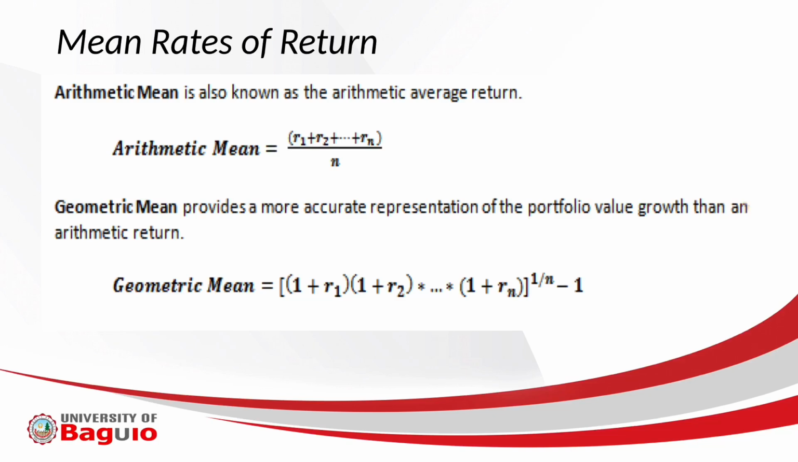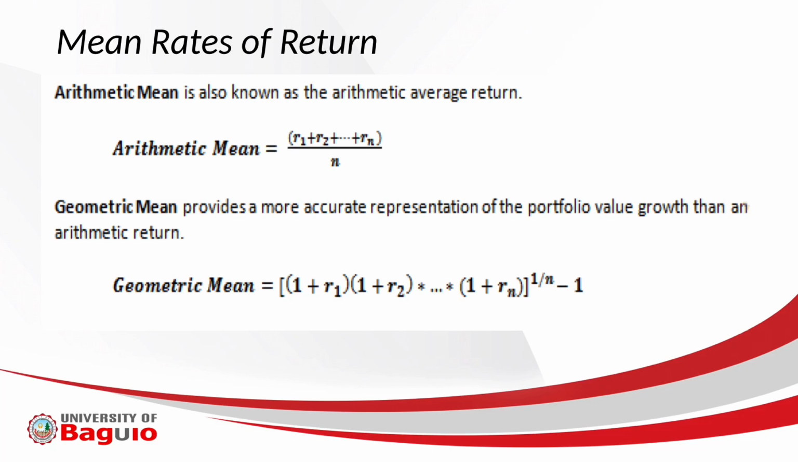Then we move on to the mean rates of return. The first formula is that of arithmetic mean, which is also known as the arithmetic average return. We simply know this as average. So all we have to do is to get all the returns divided by the number of returns.